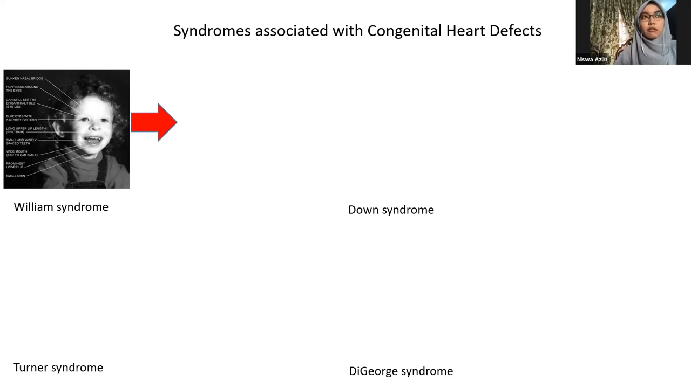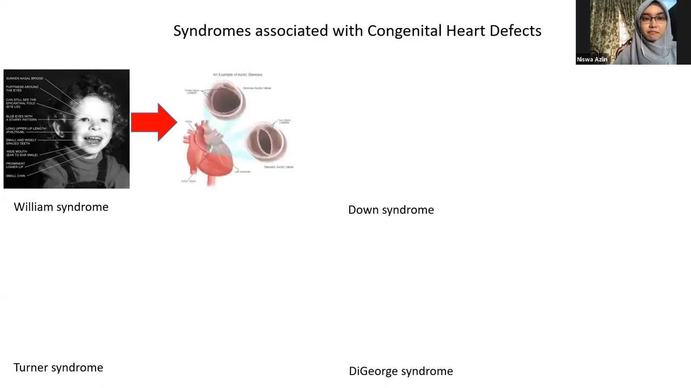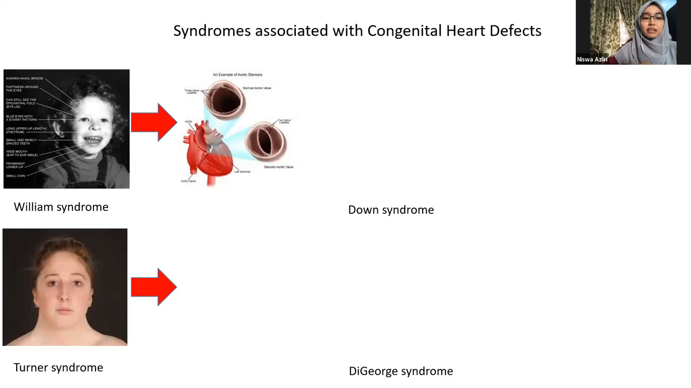And then they also can have pulmonary vasculosis as well as peripheral pulmonary stenosis. So how does this aortic stenosis happen in Williams syndrome?